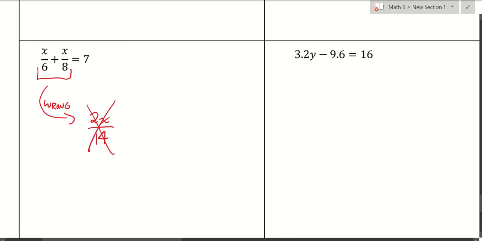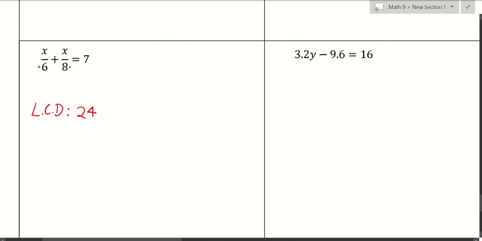Don't do this. It is really tempting to want to add these two variable numerators together, but we can't yet because those two terms don't have the same bottom number. So let's give them the same bottom number. What is the lowest common multiple of 6 and 8? The smallest number that both of these numbers can multiply into? 24. So we can say that the LCD, the lowest common denominator, is going to be 24.